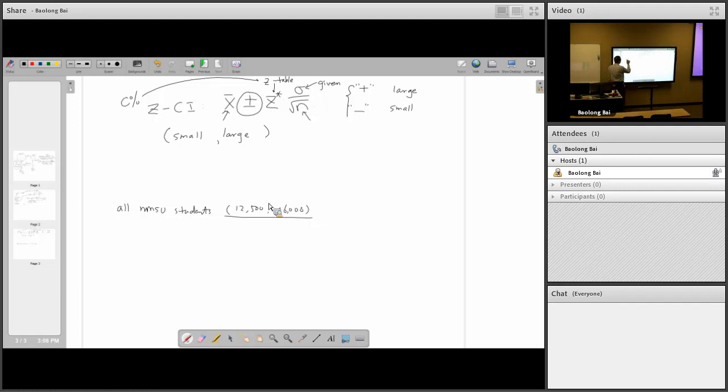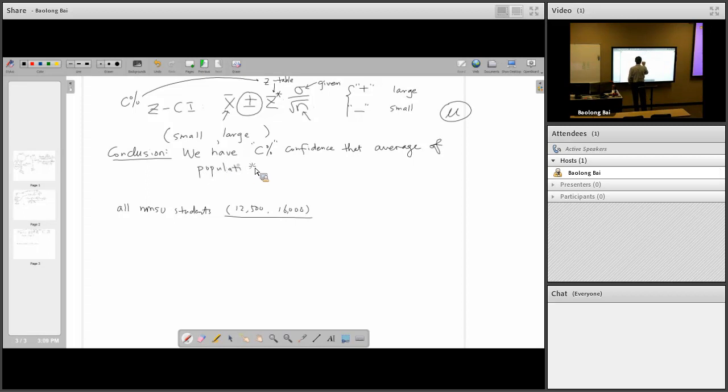Then in this class, after you do the calculation, you're also required to write a conclusion. You have to write a conclusion to interpret your results. Okay? So here's the format I recommend, but you can write it in a different way as well, as long as you state it correctly, right? So here, I'm going to say we have C% confidence that the population mean, we're estimating the population mean for the whole process, right? So write the population mean in words, it will be the average of the population. So you need to think about what your population is, right?